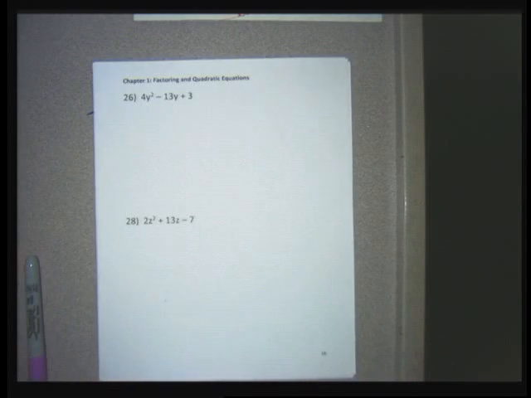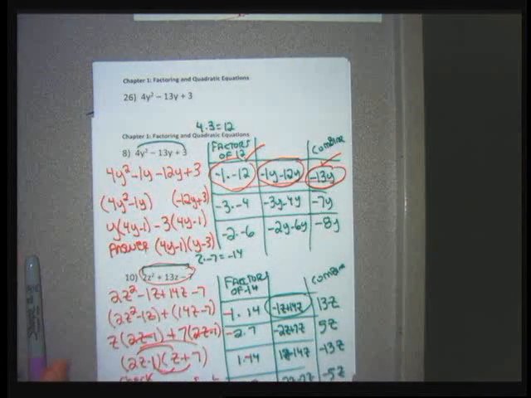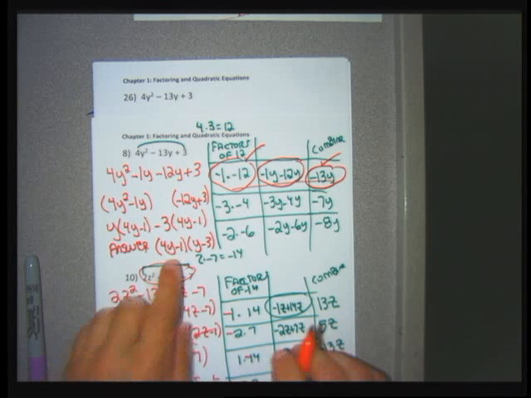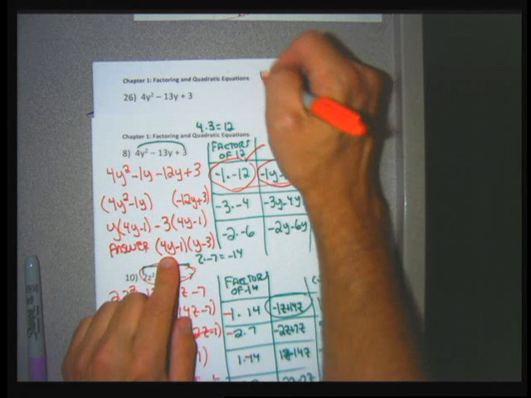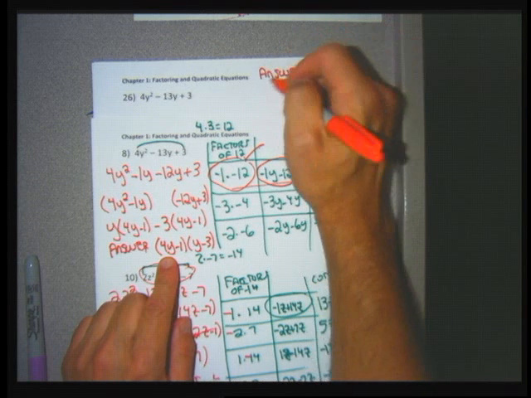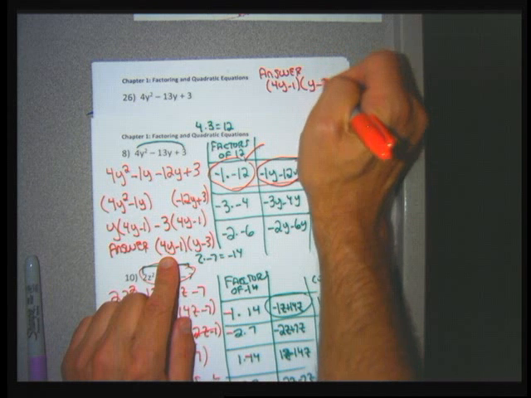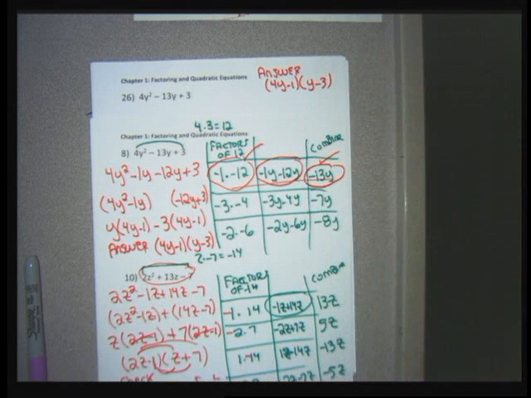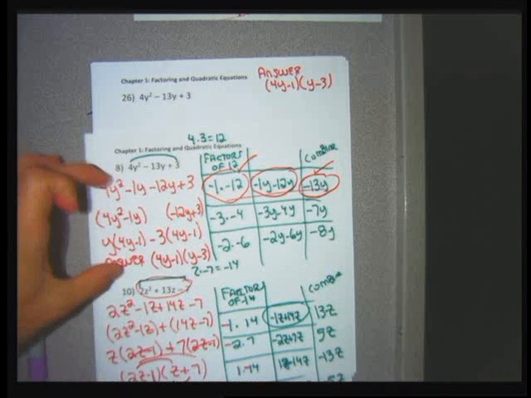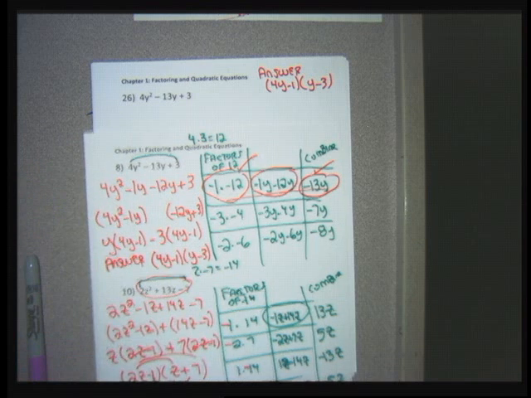26 is the same as 8. 4y squared minus 13y plus 3. So my answer has to be either 4y minus 1 times y minus 3 or y minus 3 times 4y minus 1. I have to have those two parentheses. Grouping took me that much work, and for me it's just harder because I'm dealing with all the letters here. I don't have to deal with the letters.